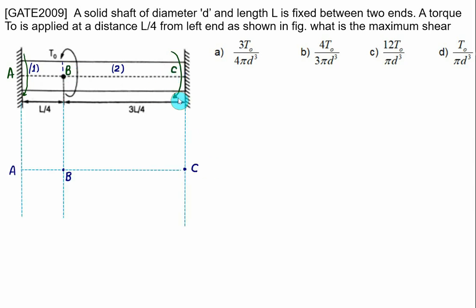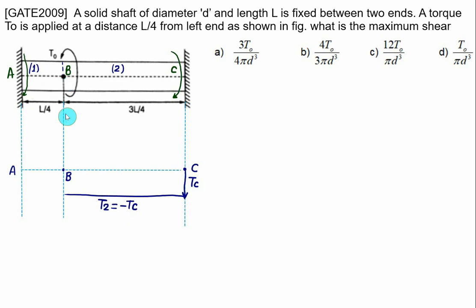Now the torque applied at the end C is the reaction torque. We have shown it in the opposite direction, so we'll show this one in the downward direction, equal to torque TC. Then the torque remains constant between B and C. Let's call this T2, and T2 is equal to minus TC.